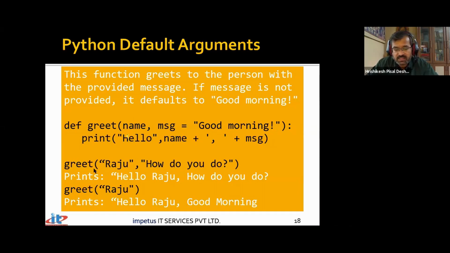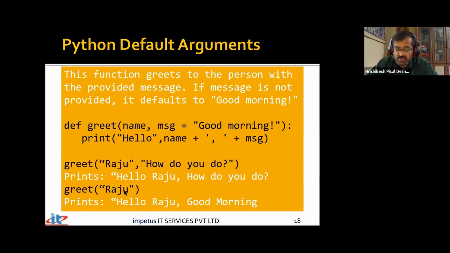So let's have a look at the call. We give a call to greet. I pass Raju. I also pass how do you do. So when I pass both the things, Raju is an argument that will get assigned to the parameter name. How do you do is an argument that will get assigned to message. Since you have passed the optional one, the default one will not come into action. The message will be, hello Raju, how do you do?